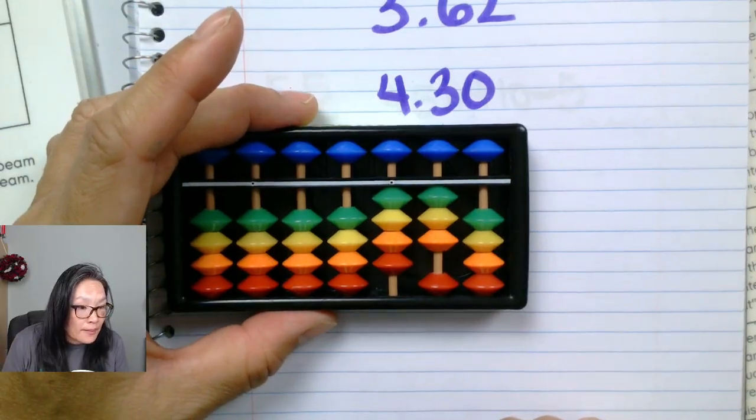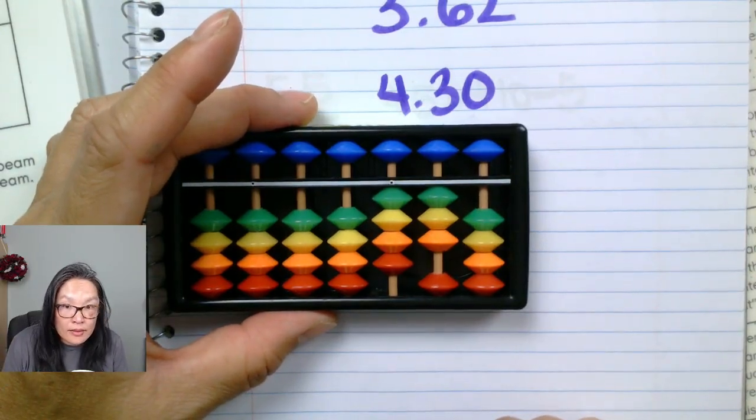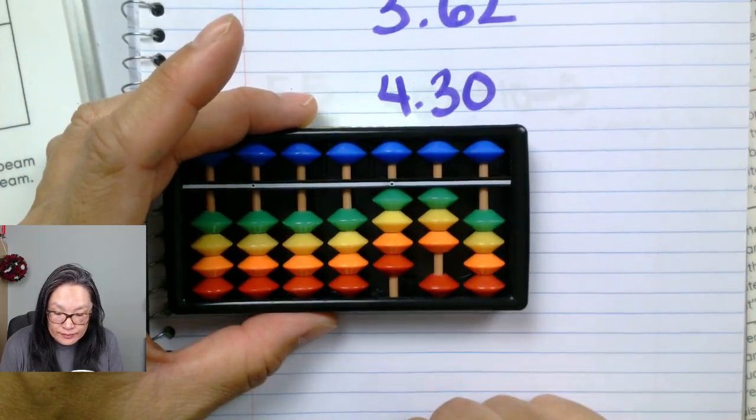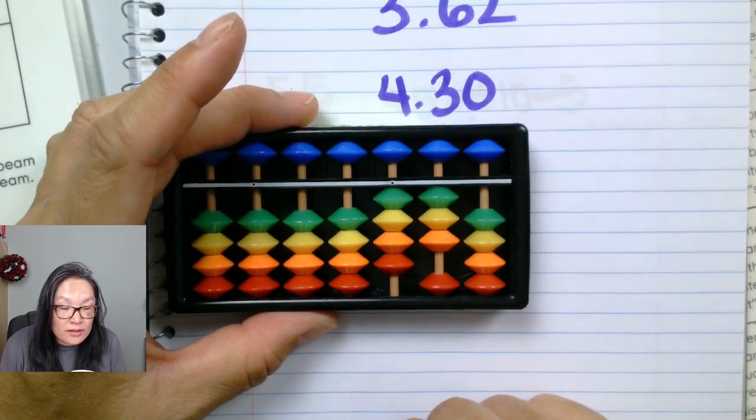Does that make sense? So we can do decimals here. There's no advanced.